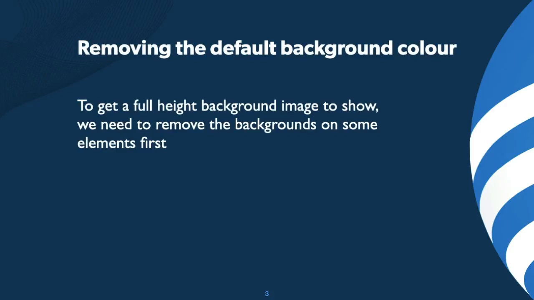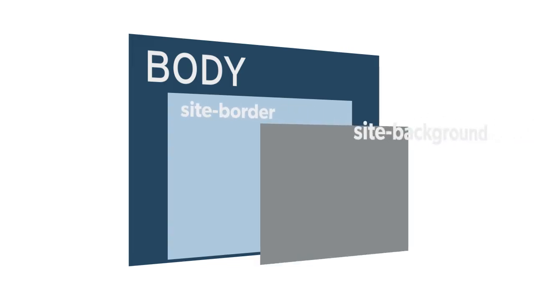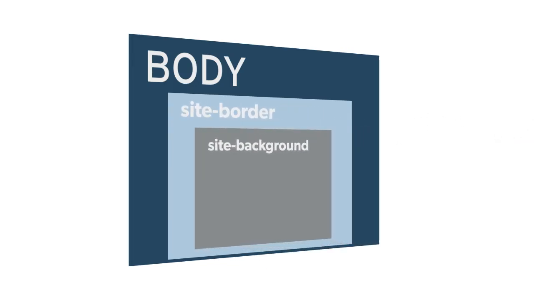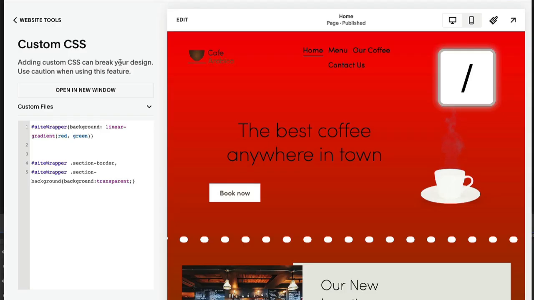So to get a background image to show on the body, so we've got the full height to work with, we need to remove the background image on two elements first, and this is going to show you a little bit more context. So we've got the body in the background, then we've got the site border class, and then we've got the site background. And we want to remove both the site border and the background color so we can see the background on the body. We go into our custom CSS, which is accessed by typing / and CSS. I've got that in a future tutorial, so watch out for that.